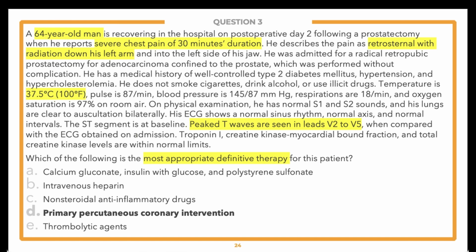So would he just be hyperkalemic out of nowhere and he'd just have this chest pain? Is there an association between having chest pain and hyperkalemia? And why are the peaked T waves only in V2 to V5? Wouldn't the peaked T waves be present all over? So these are the traps that you guys have to catch.